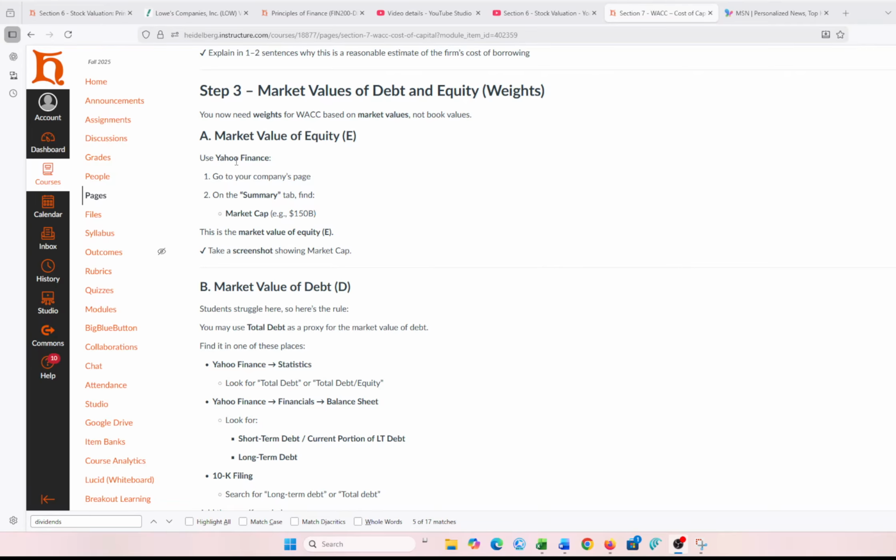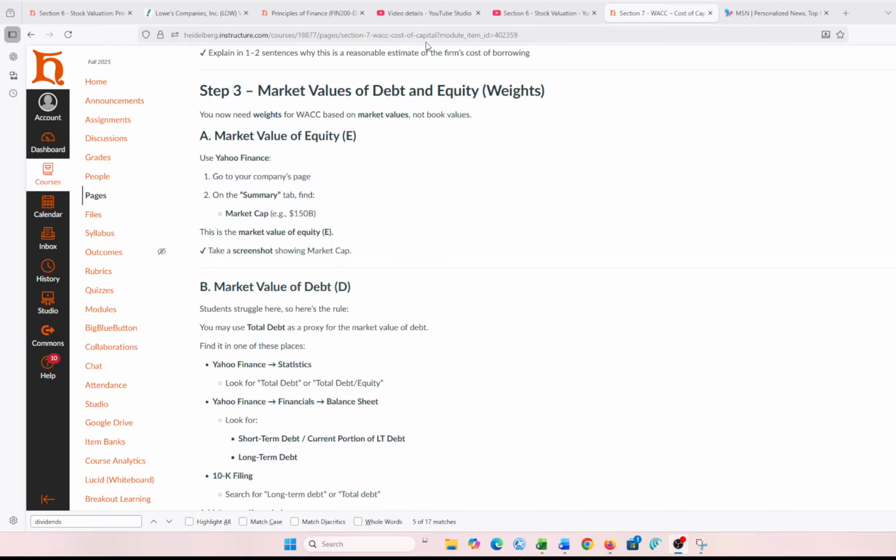And then what you want to do is go to Yahoo Finance. We have to find the percent of debt and the percent of equity. We need to find the weights, because we're trying to find the average cost of this company. So for equity, go to your company's page, the summary tab, and find market capitalization. This is the market value of equity.